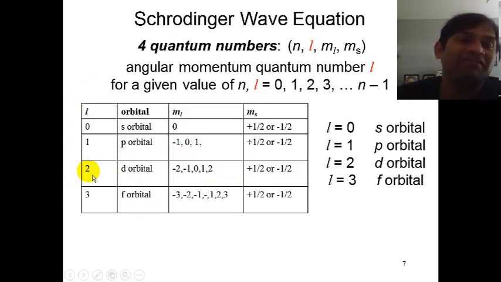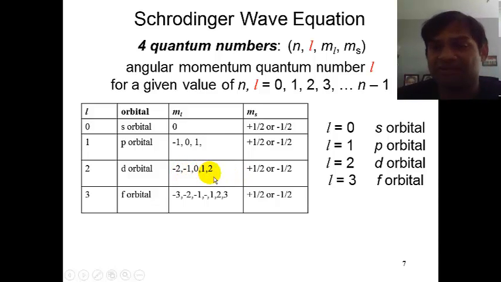Finally, if your L is 2, then that's the d orbital. The d orbital has 5 orientations and distributions through space, and each orbital holds 2 electrons, so that's a total of 10 electrons. The m sub L is going to be either -2, -1, 0, 1, or 2. And again, there are 5 slots for the d orbital. In each slot, the electron will go either plus 1/2 or minus 1/2.